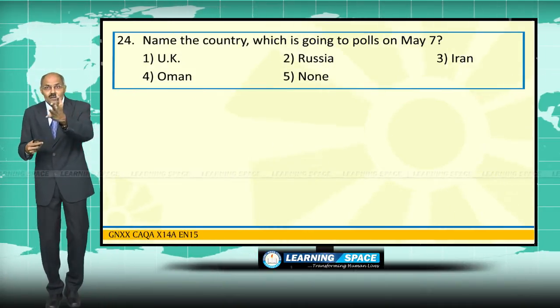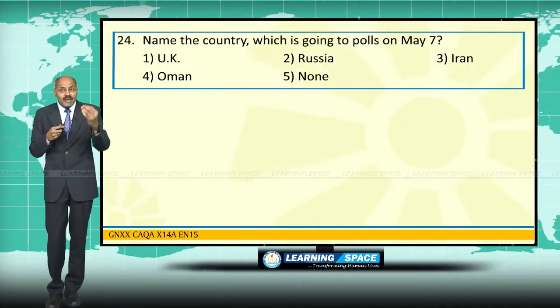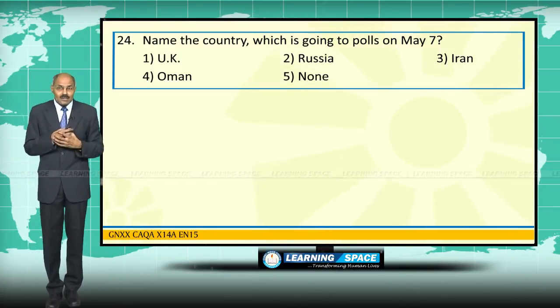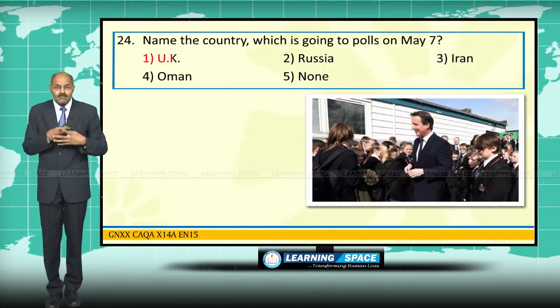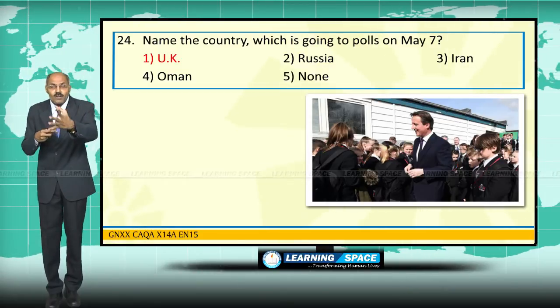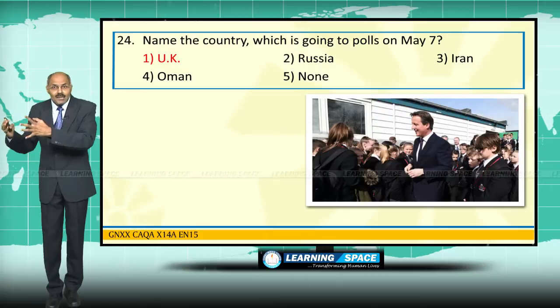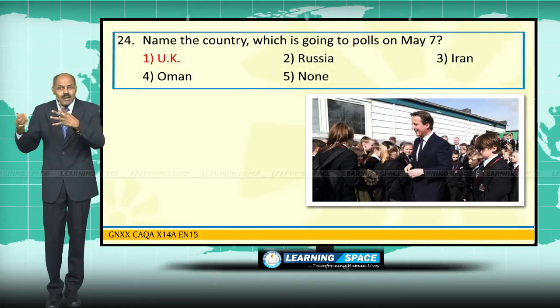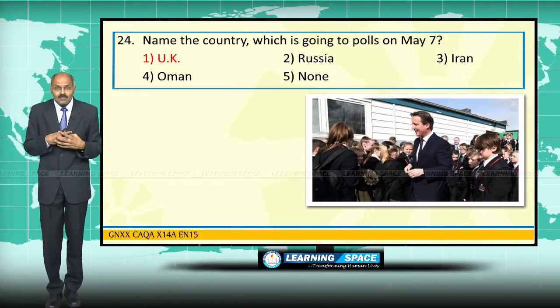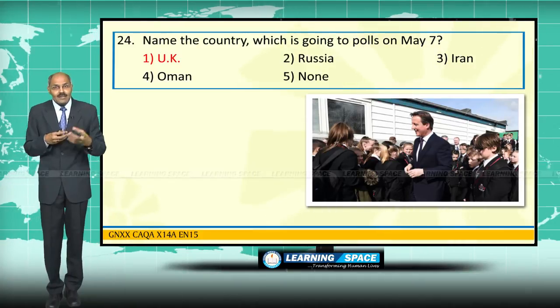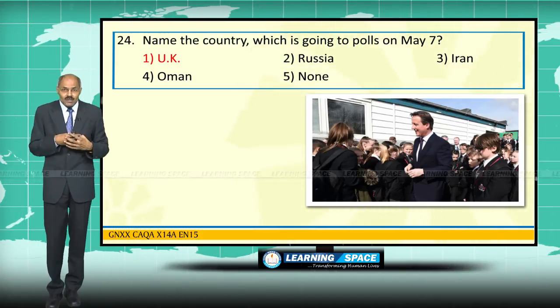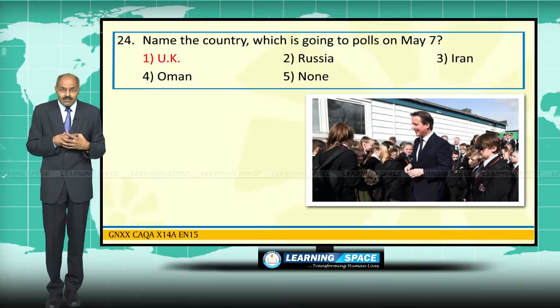Name the country which is going to polls on May 7. It is nothing but the United Kingdom. United Kingdom is going to polls on May 7. Labour Party and Conservative Party are the two main parties in the United Kingdom, right? And the present Prime Minister is contesting once again, right?